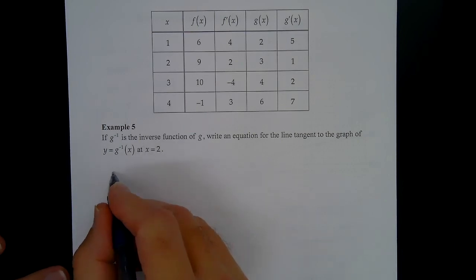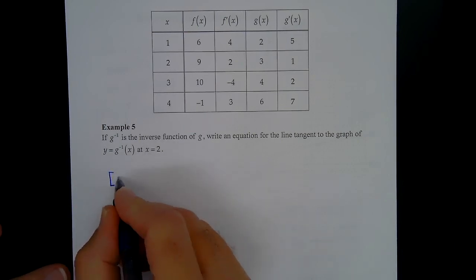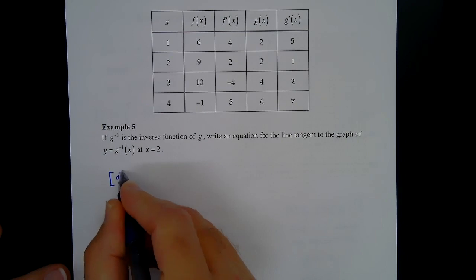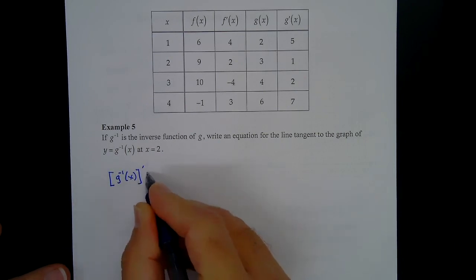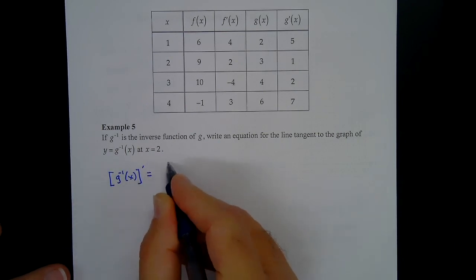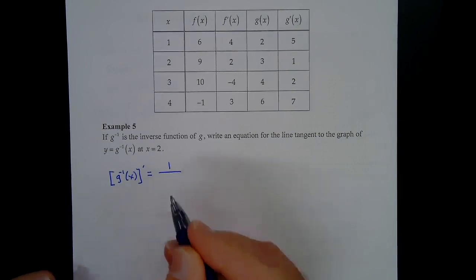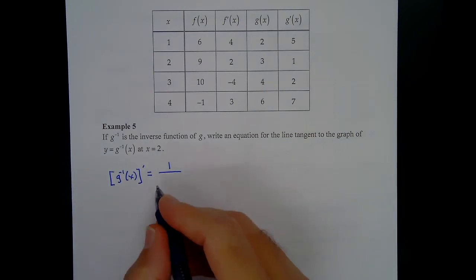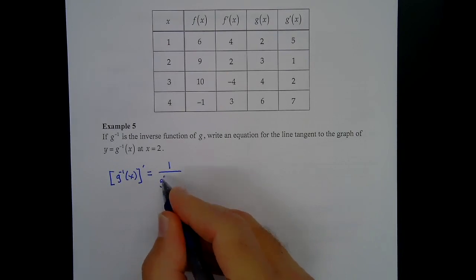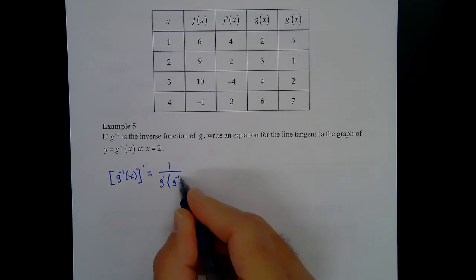So the derivative of this, let's talk about this. I would write it like this: g inverse of x prime. This is equivalent to 1 over, and we need the inverse for g inverse. The inverse for g inverse is actually g, and it's g prime of g inverse of x.